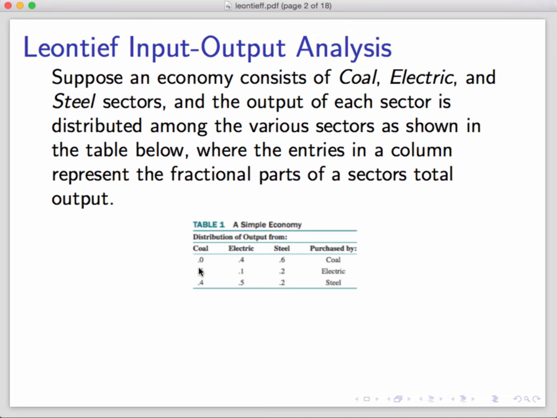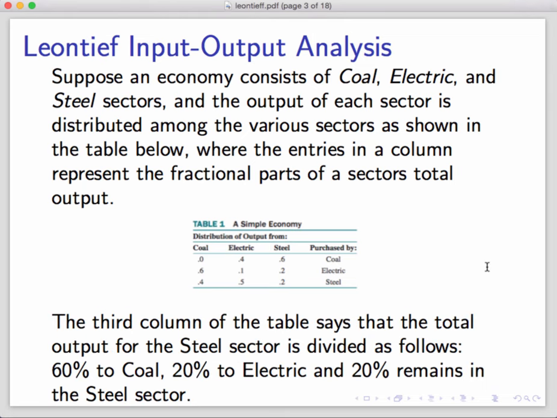The third column of the table says that the total output for the steel sector is divided as follows. 60% of it is going to coal, 20% of it is going to electricity, and 20% of it remains in the steel sector. The idea is that the steel sector will need coal in order to produce steel, it will need electricity in order to produce steel, and it will need steel in order to produce steel. You can see that the columns of this table add up to 1. That's because that's 100% of the output from that sector.